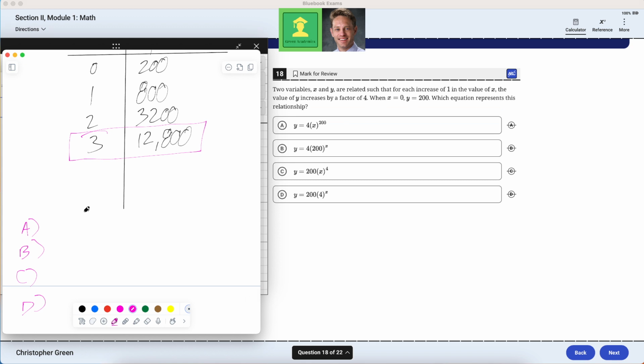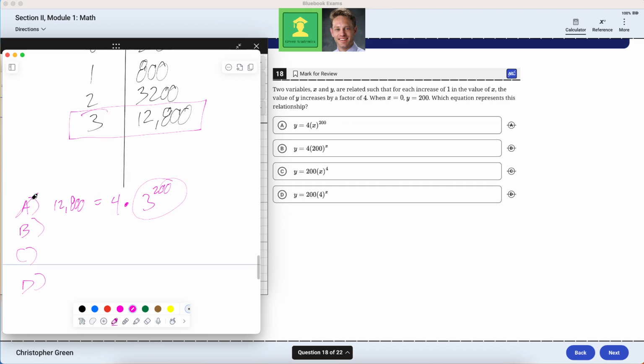So for example, if A is the right answer, do you get 12,800 when you do 4 times 3 to the 200? Well, no, of course not, because this alone is a ridiculously large number. Do you get 12,800 when you do 4 times 200 to the 3? Well, you could confirm on the calculator, but that's much, much larger than what we're looking at for 12,800, okay?